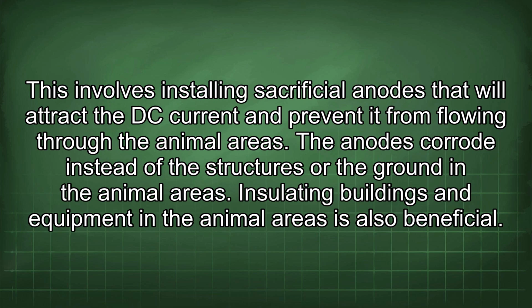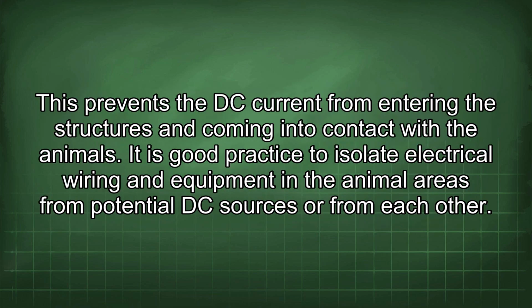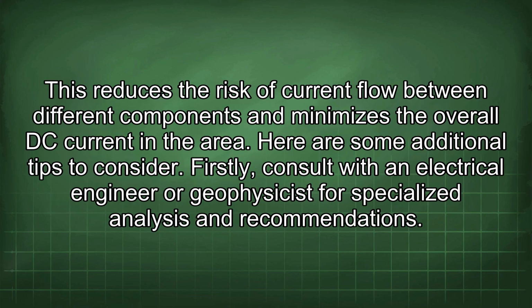Insulating buildings and equipment in the animal areas is also beneficial. This prevents the DC current from entering the structures and coming into contact with the animals. It is good practice to isolate electrical wiring and equipment in the animal areas from potential DC sources or from each other. This reduces the risk of current flow between different components and minimizes the overall DC current in the area. Here are some additional tips to consider.